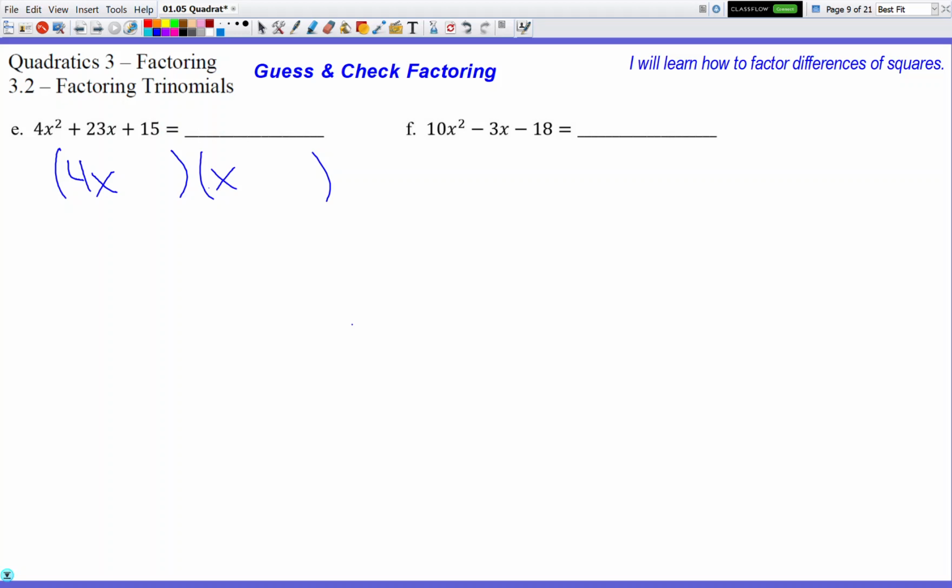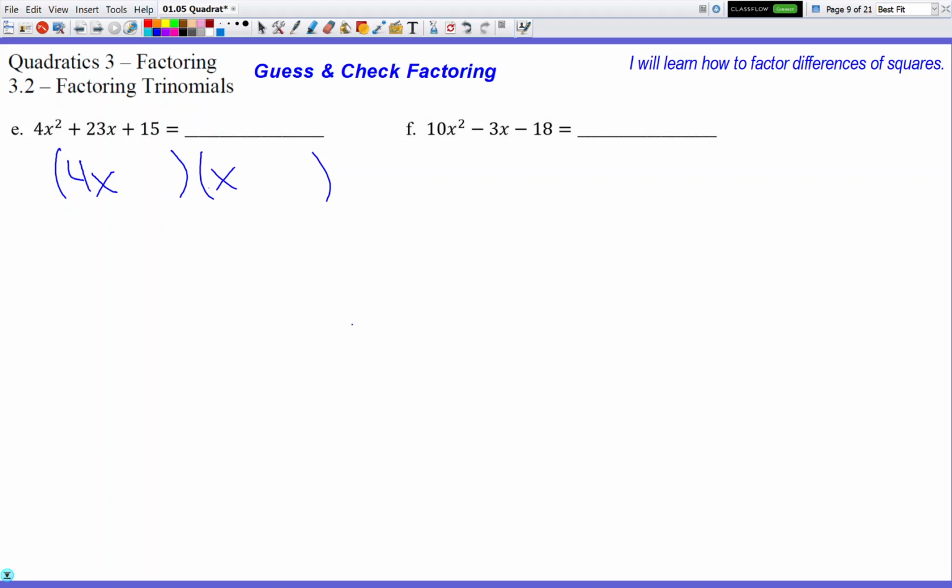Like I said, I know the answer because I guessed many times on this problem. I thought it was 2x, 2x for a long time. And then I realized, oh darn, it's not 2x, 2x, it's 4x and x. So I was trying the wrong combination with that front number. But that's why we call it guess and check, right?